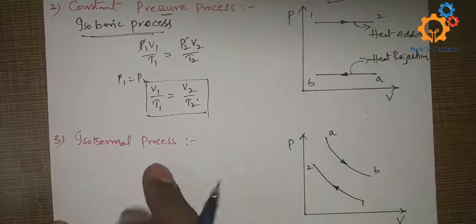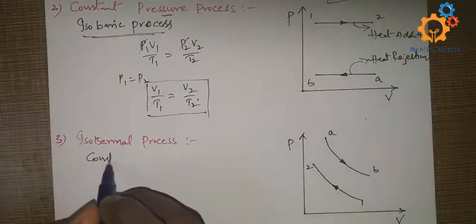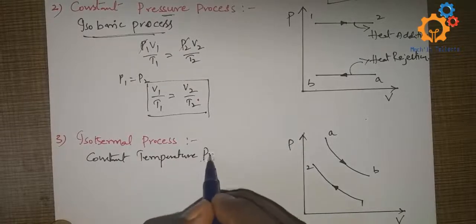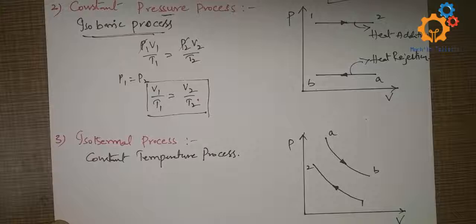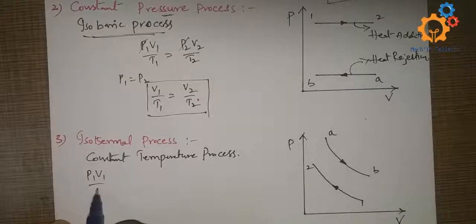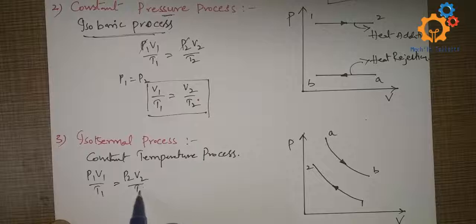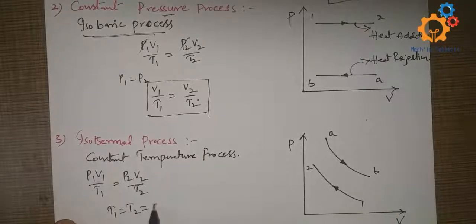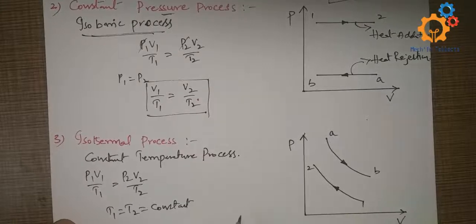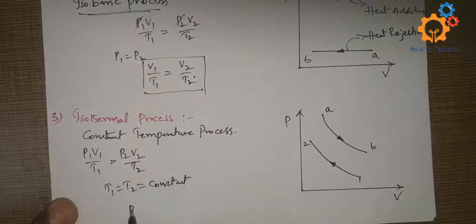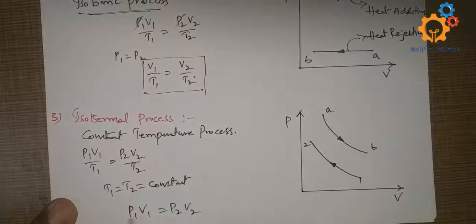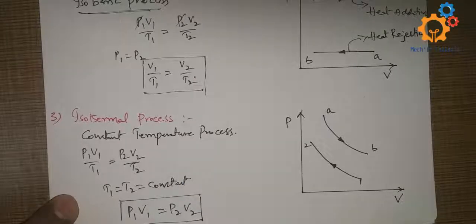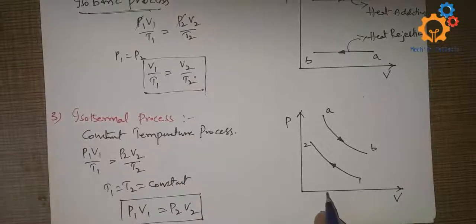Next, isothermal process. Isothermal process means constant temperature process. P1 V1 by T1 is equal to P2 V2 by T2, where T1 is equal to T2 is constant. So T1 and T2 get cancelled, we are left with P1 V1 is equal to P2 V2. This is the ideal gas equation for the isothermal process.